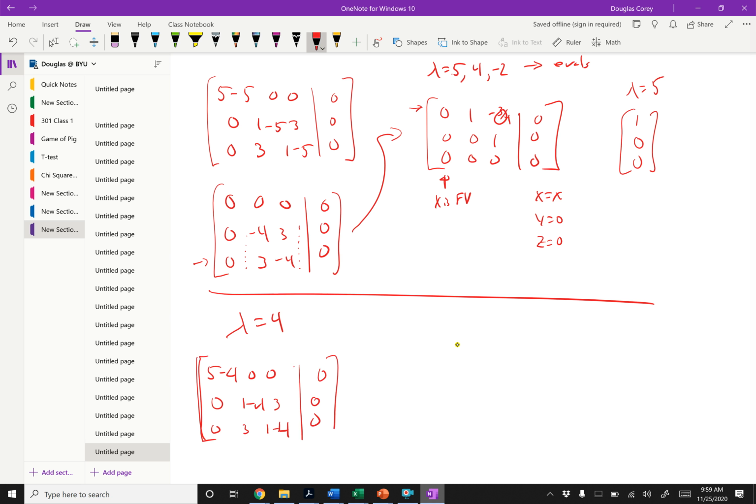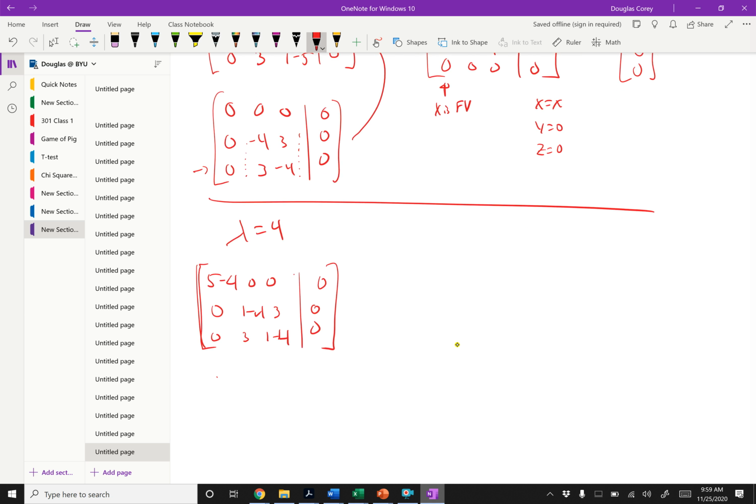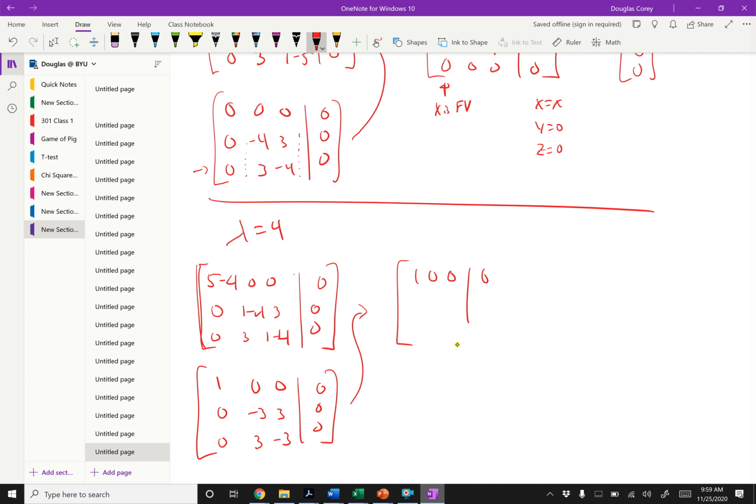Augment with 0, 0, 0. Find the basis for the null space here. I'm going to get 1, 0, 0, 0, and here I get -3, 3, 0, 3, -3. And what's going to happen? Well, I can divide by -3 to get 0, 1, -1, and then I can use the 1 and the -1 to eliminate that bottom row. So that'll all be zeros. So this is what I end up with.